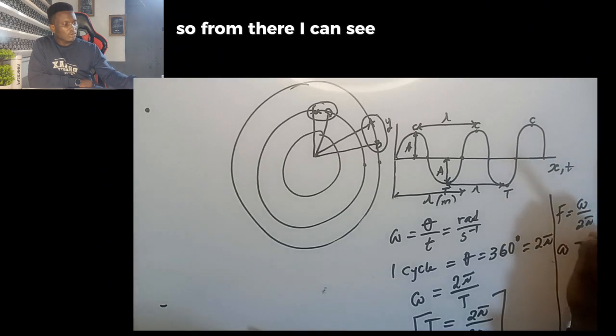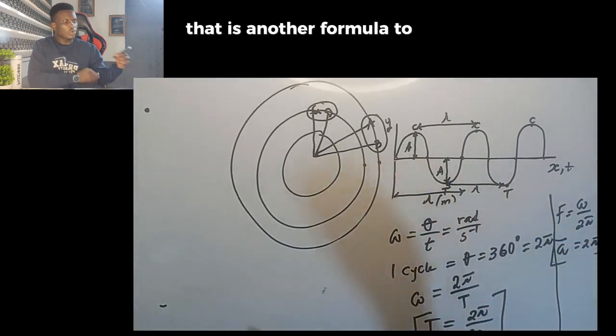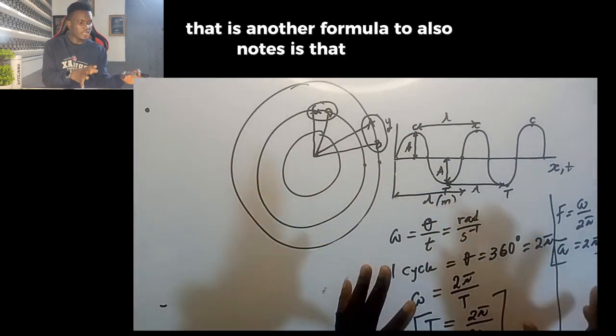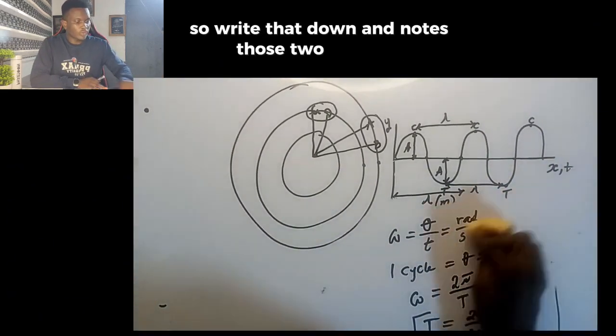So from there, I can say omega is equal to 2 pi f. So that is another formula to also note. Is that taken? So we link that from circular motion. So write that down and note those two formulas.